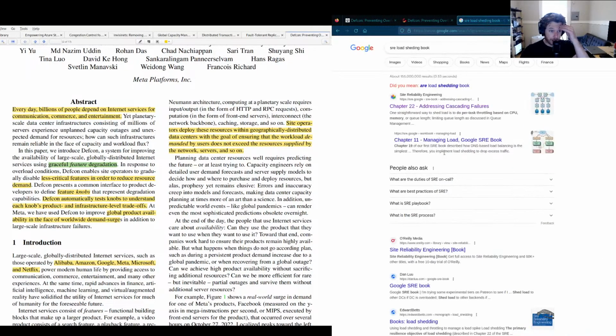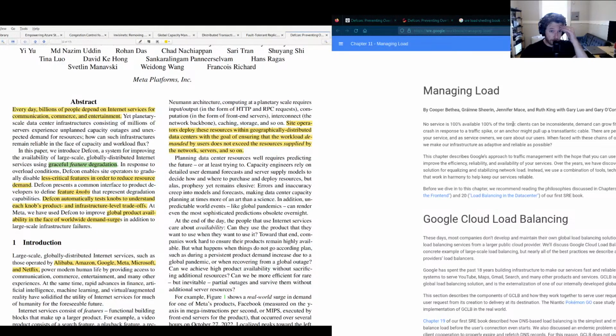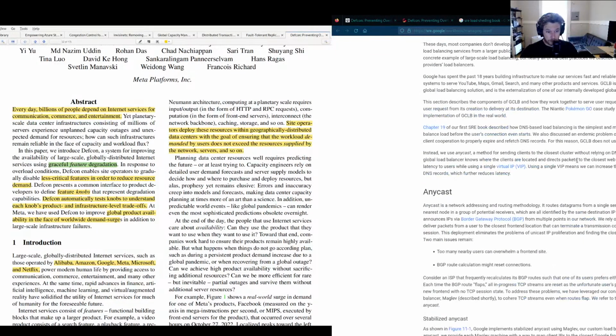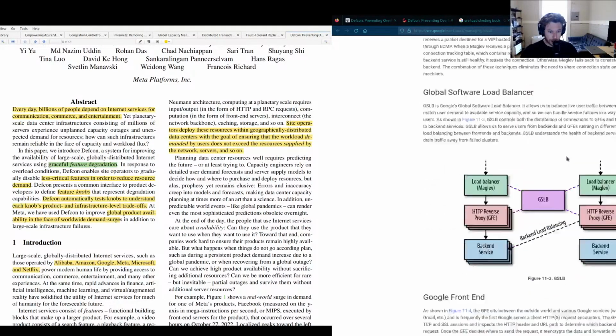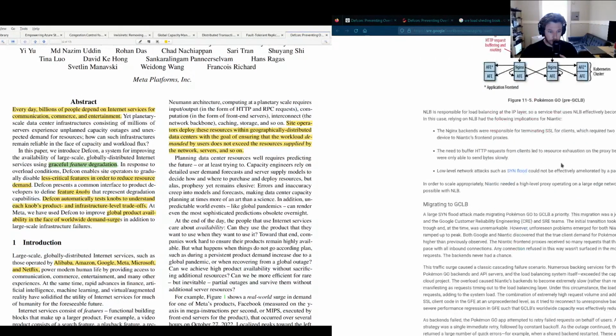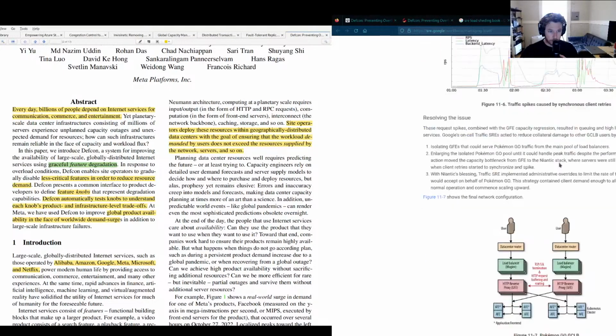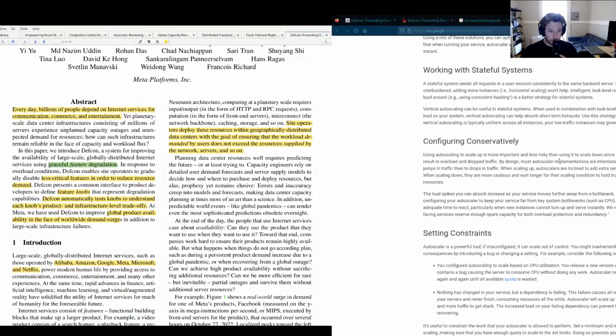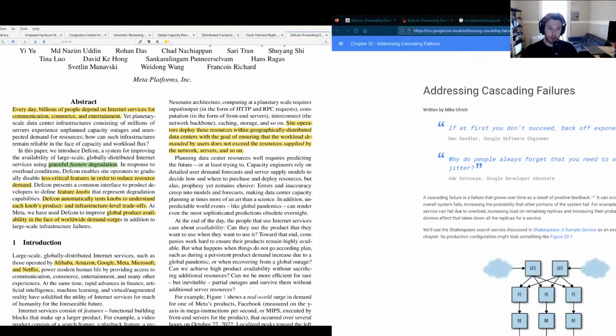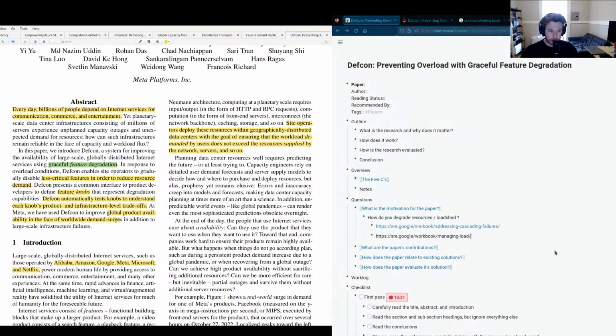Cool. What about this one? This one seems like maybe not as relevant. But managing load, I think, is still relevant to some degree. Okay, so you have to plan for how you allocate resources. Cool. So this is interesting.